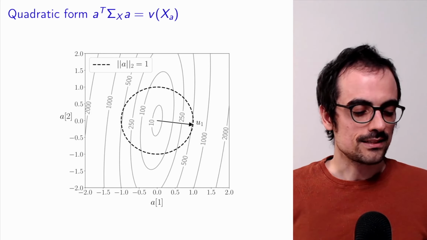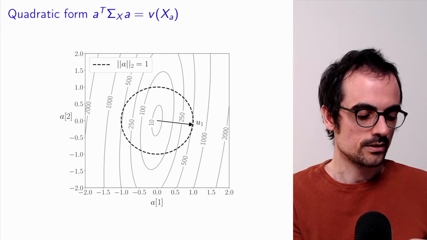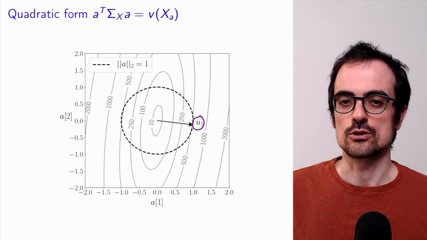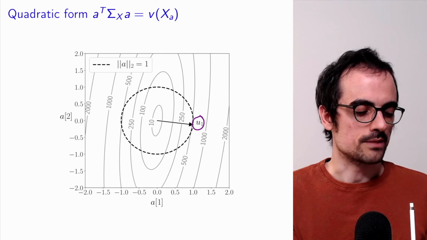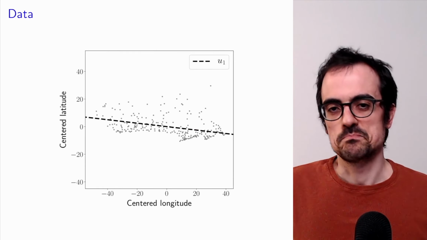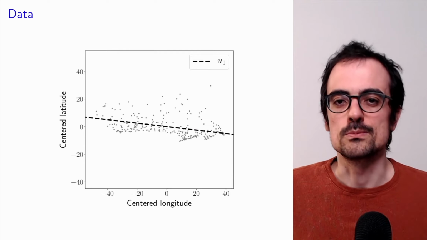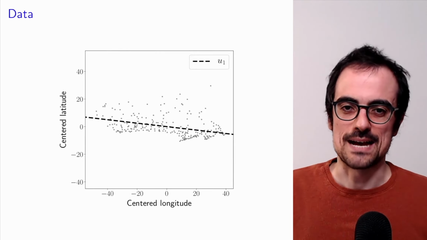For this data set, that direction is that one, U1, the eigenvector corresponding to the largest eigenvalue of the sample covariance matrix of the data set. And you can see that it does look plausible that that's a direction of maximum sample variance.